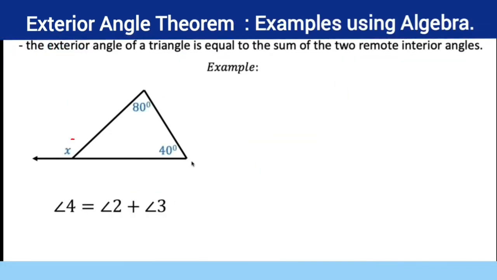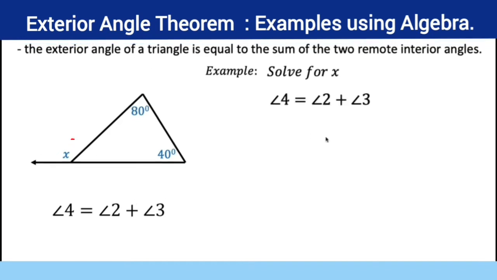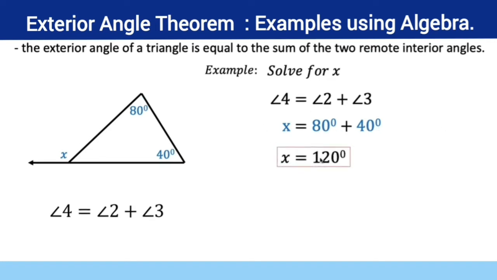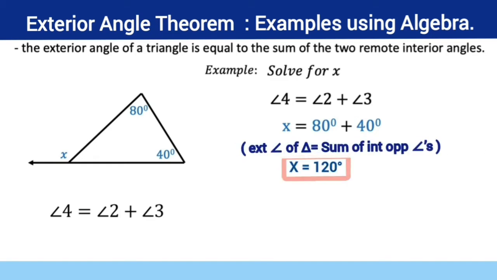In this example, we have x as an exterior angle and we need to figure out what the x value is. We have two interior opposite angles, which are 80 and 40, which means this is quite a straightforward example. We can say that x equals 80 degrees plus 40 degrees, which means x is equal to 120 degrees. Yes, we are done with the answer. But write the geometric reason, which is really important to show the reason we got the x value.